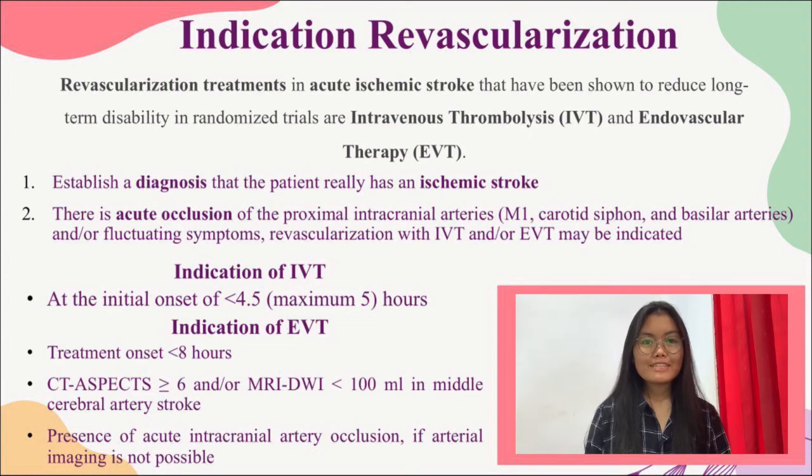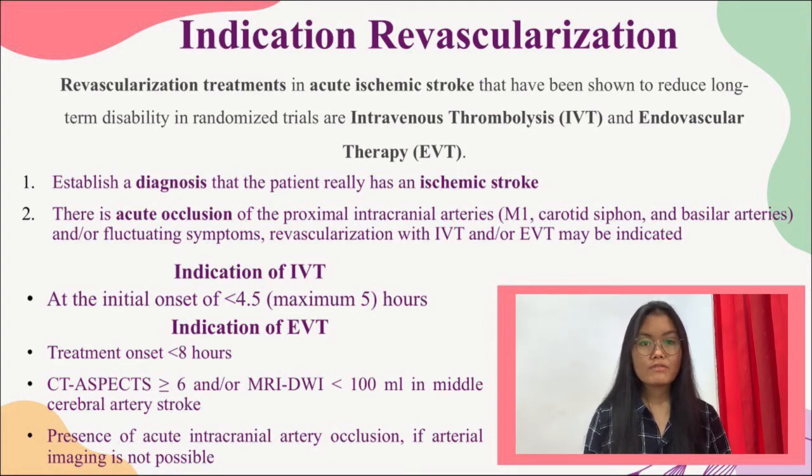Indication of revascularization in acute ischemic stroke. Revascularization treatments in acute ischemic stroke that have been shown to reduce long-term disability in randomized trials are intravenous thrombolysis, or IVT, and endovascular therapy, or EVT. The indication for performing IVT and/or EVT: the first one is to establish a diagnosis that the patient really has an ischemic stroke.